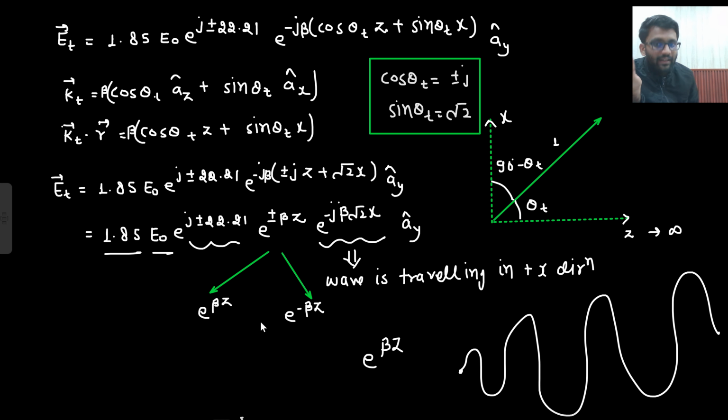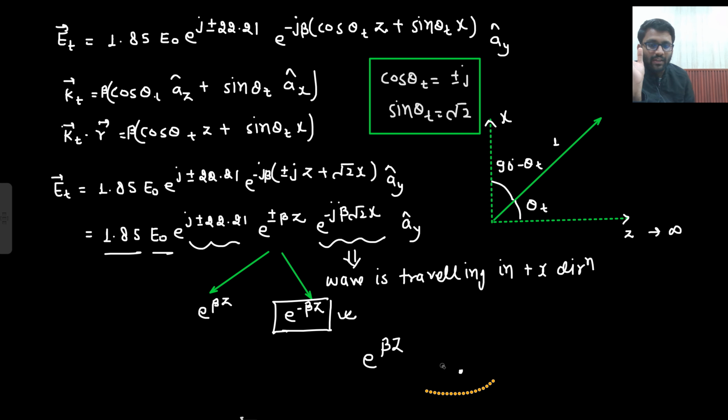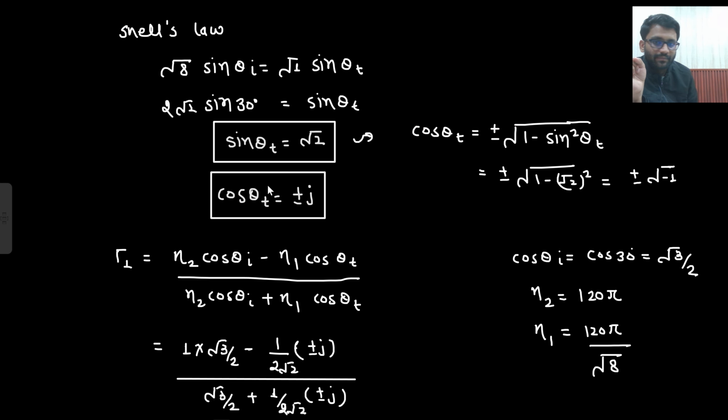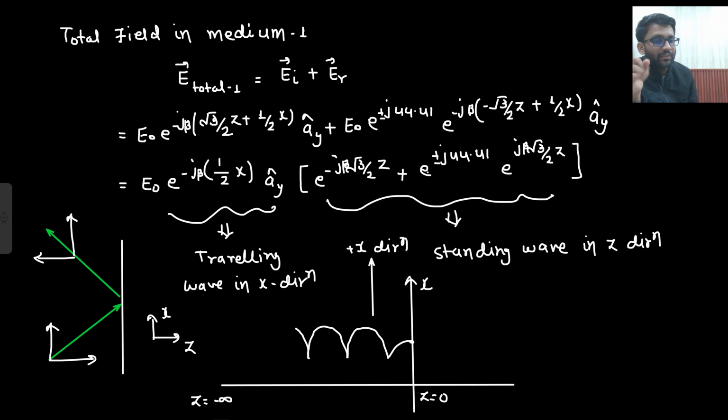So certainly it has to be e to the power minus beta z. This I need to take. Are you getting this point? So that means we were taking cos theta t equals to plus minus j. For the whole analysis, we took cos theta t equals to plus minus j. We started from here, plus minus j, but actually it was minus j only.